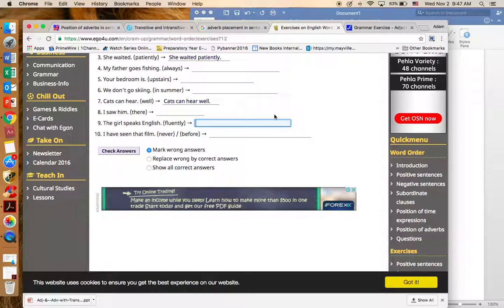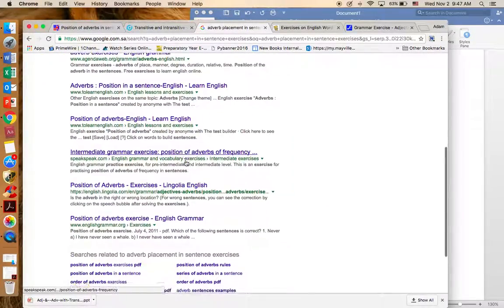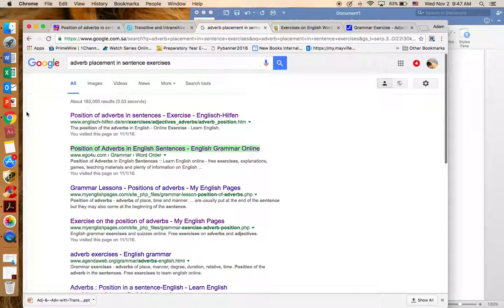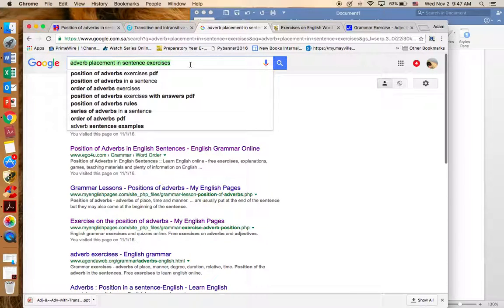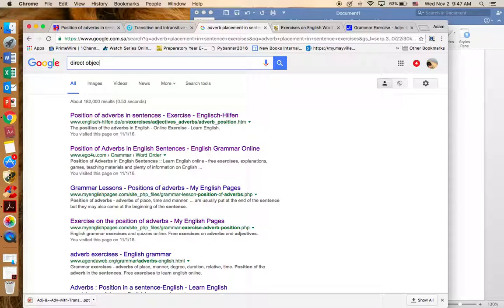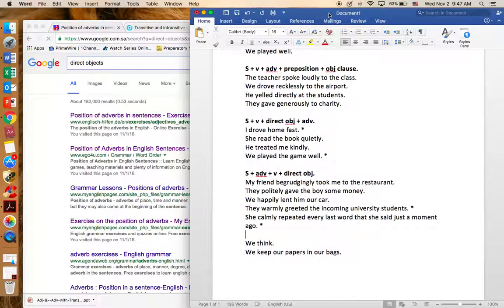The girl speaks English. English, this must be the direct object because it answers the question what. What does she speak? She speaks English. And so the girl speaks English fluently. That's the best way to say it. And there are dozens and dozens and hundreds of more examples online. Any question you might have about direct object, again, you can find online using your friend Google.